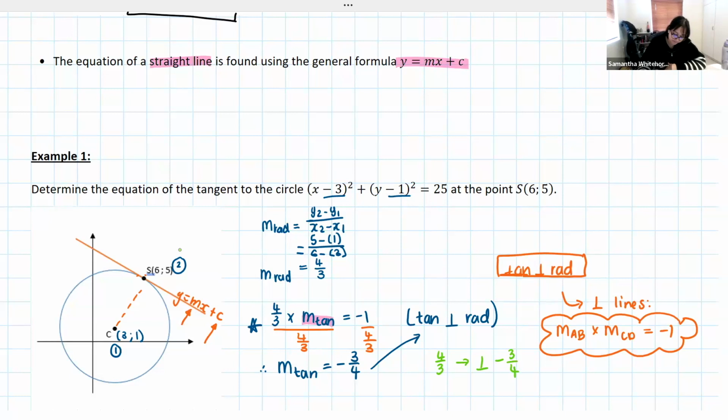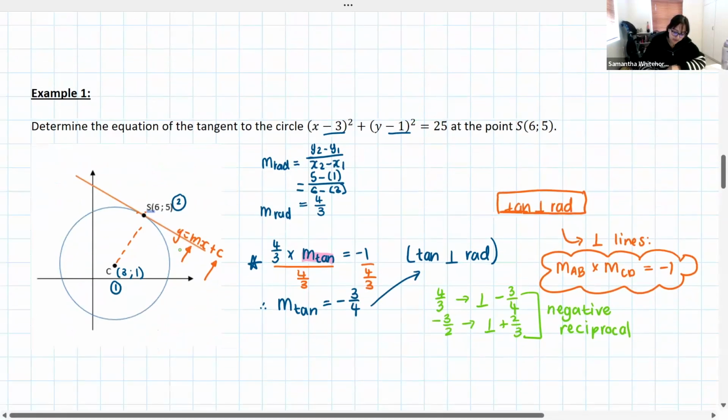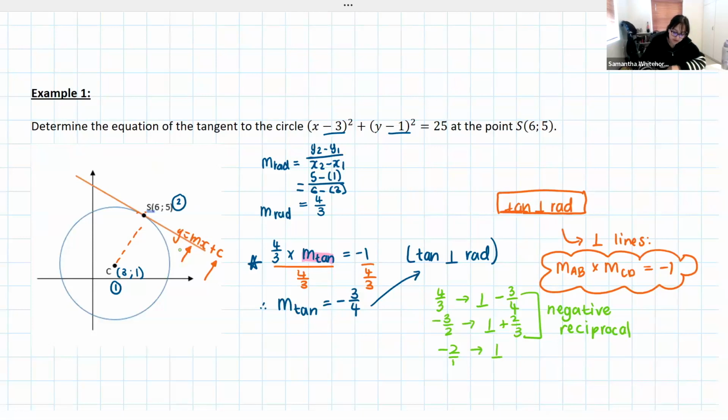If you had a gradient of, let's go negative 3/2, the line perpendicular, swap the fraction, 2/3. It was negative, it's now positive. So it's what we call the negative reciprocal. You don't have to remember these words. But basically, flip the fraction, change the sign. If it had been a gradient of, for example, -2, remember that's over 1, so your line perpendicular would now be positive 1/2. That's it.